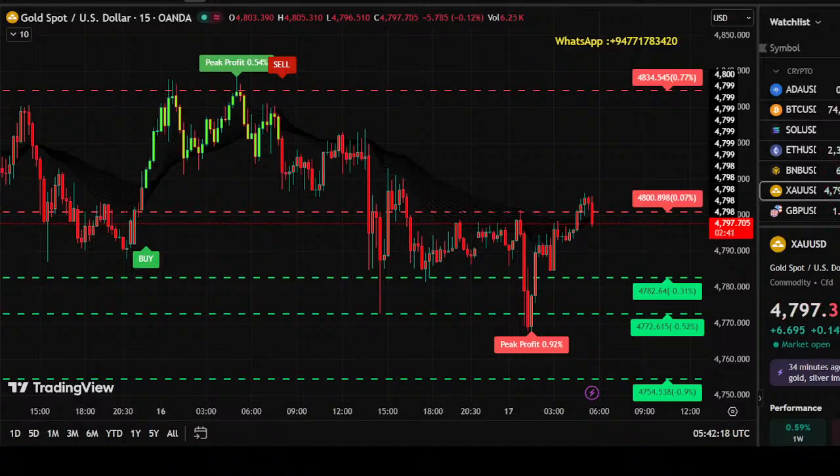In summary, the double bottom pattern is a reliable indicator of a potential trend reversal from bearish to bullish. Its formation involves two similar price lows separated by a peak, with confirmation coming from a breakout above the peak resistance level. While it offers valuable insights, it should be used alongside other analysis tools to ensure accurate trading decisions.